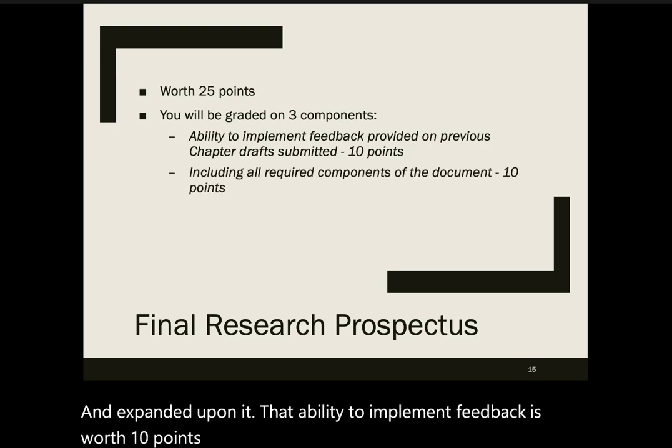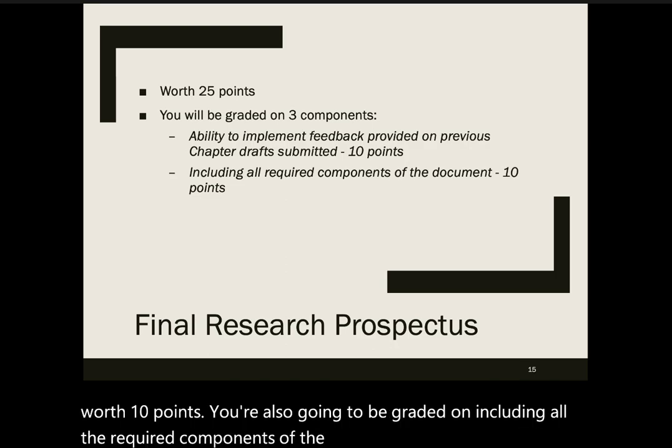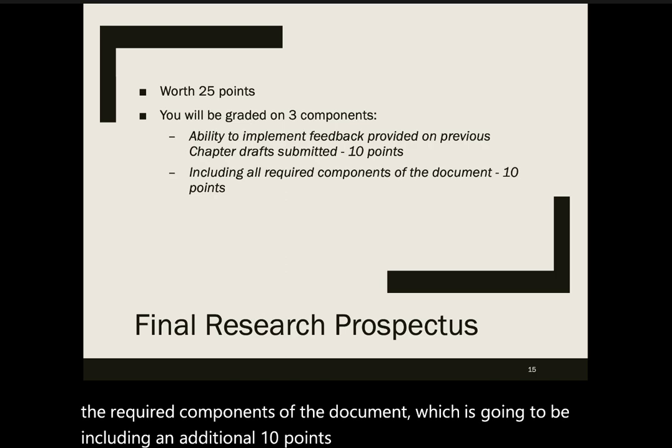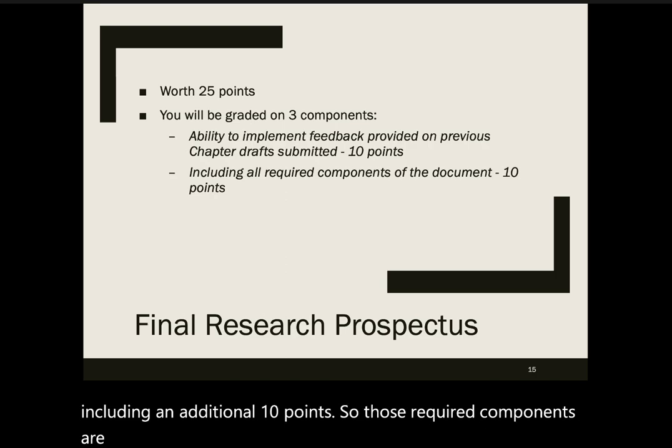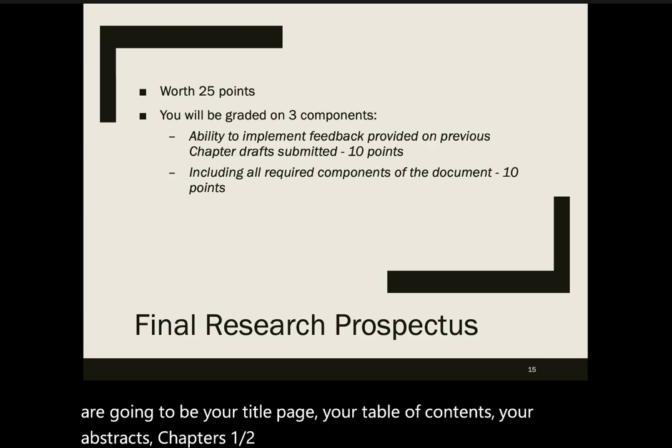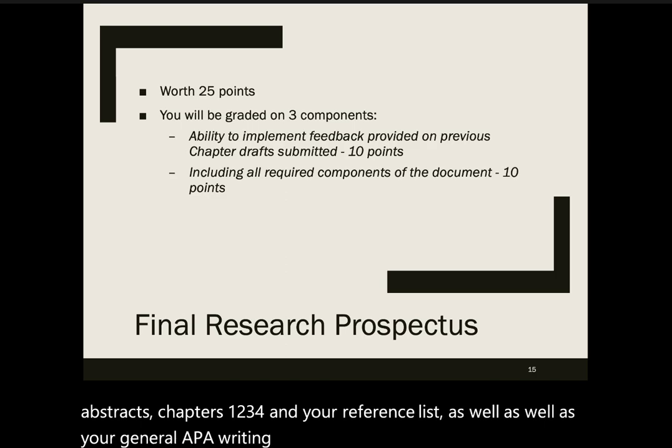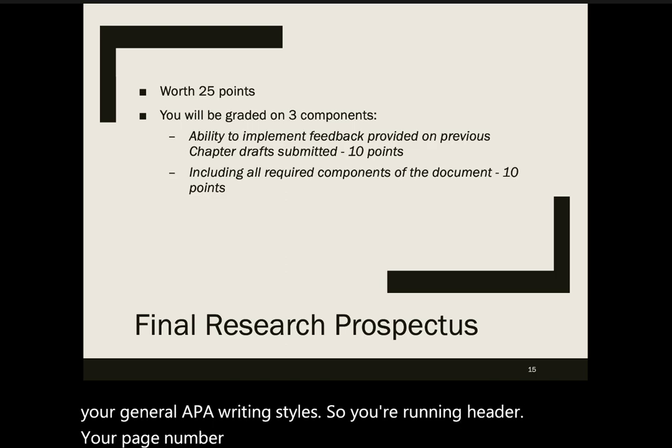You're also going to be graded on including all of the required components of the document, which is going to be an additional 10 points. Those required components are going to be your title page, your table of contents, your abstracts, chapters 1, 2, 3, 4, and your reference list, as well as your general APA writing styles. So your running header, your page number, all of those sorts of things. And that again is worth 10 points.